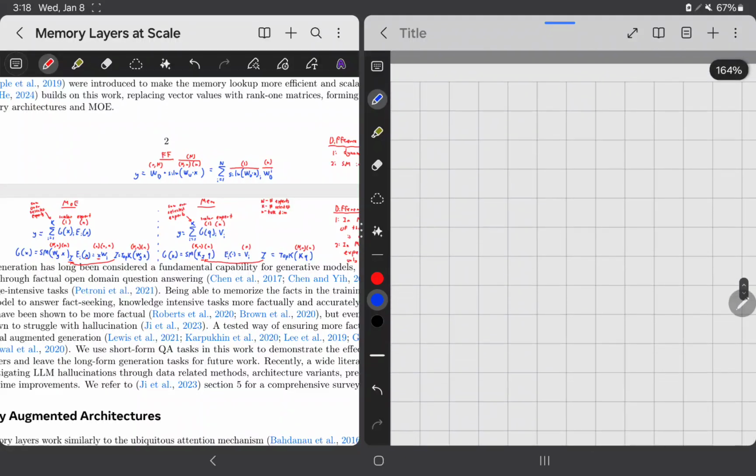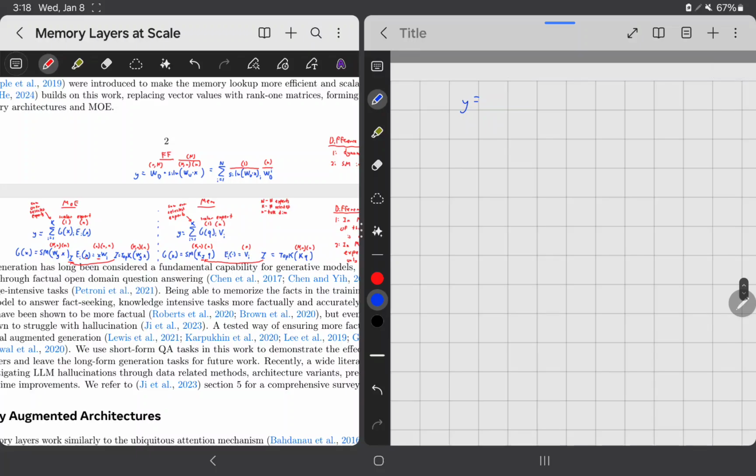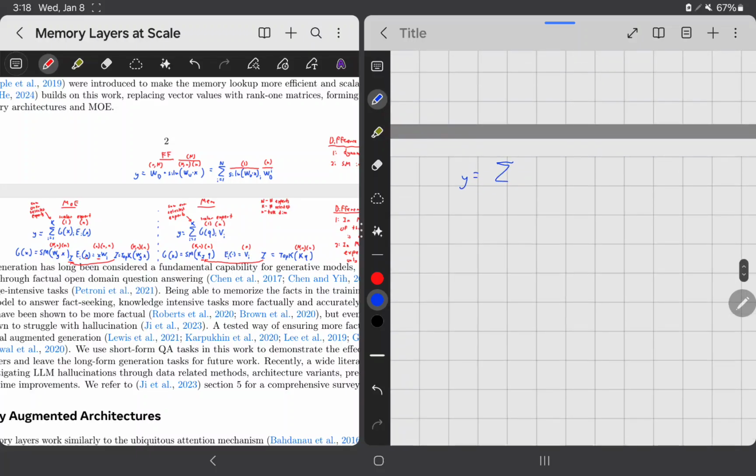Now let me write it out. Basically, you have y, which is equal to the sum of all your expert outputs. y equals the sum from i equals 1 to k of g(x)_i times e_i(x). So this g is a scalar, and this e is a vector of dimension n.